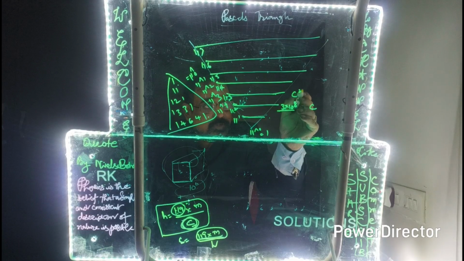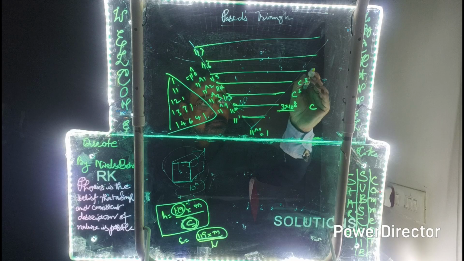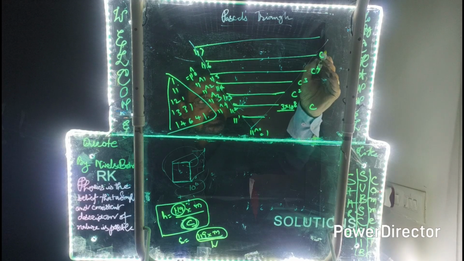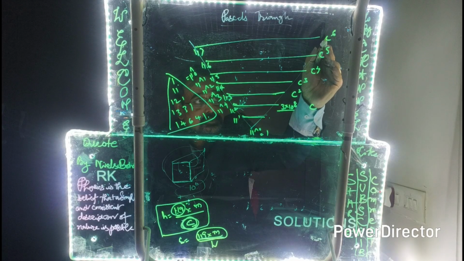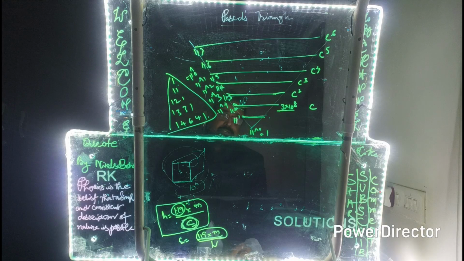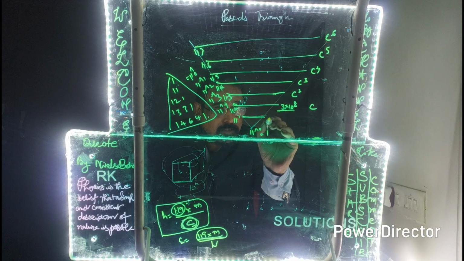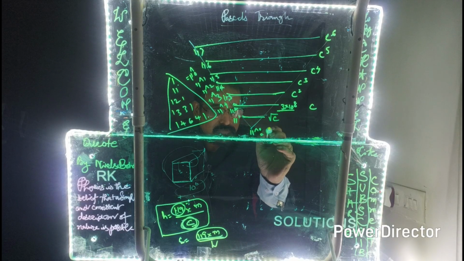Now this will be C squared, this will be C cubed, this will be C raised to 4, C raised to 5, C raised to 6. In terms of C, you can take it like that. And approximately this will be root of C, this will be fourth root of C.